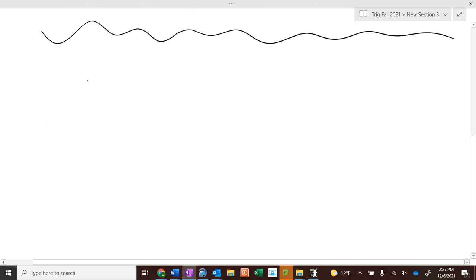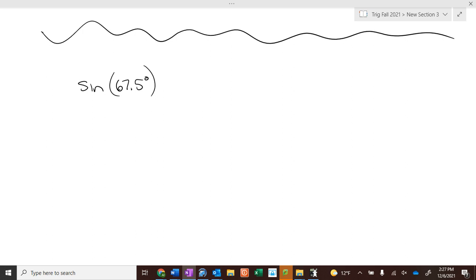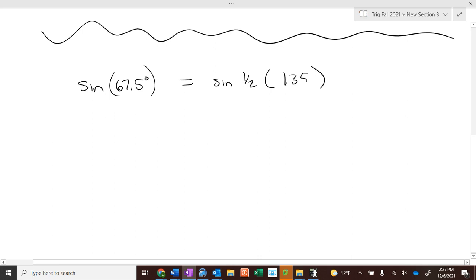Okay. So let's say we have the sine of 67.5 degrees. You can't just look at the unit circle and figure out what the sine of 67.5 degrees is. So you're going to have to use a half angle identity. 67.5 degrees is 1/2 of what? 135 degrees. How do we figure that out? Well, you just take 2 times 67.5 to figure out what it is. Not that hard.